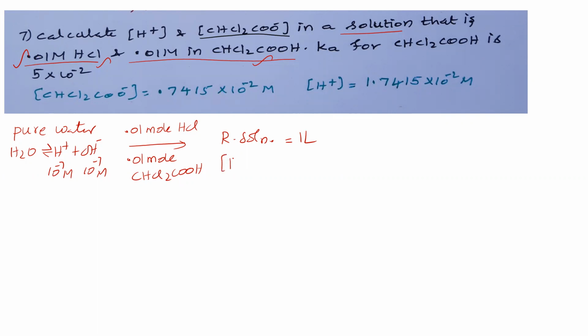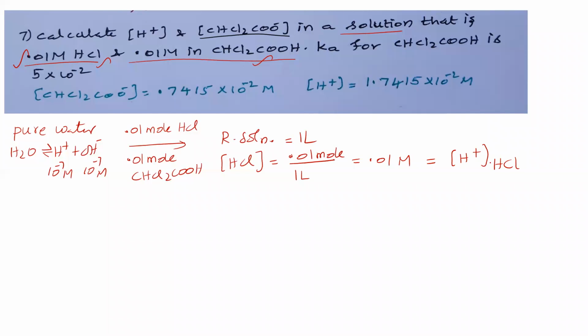Now we'll see the concentration of HCl in the resultant solution. We have added 0.01 mole of HCl and made the volume of the resultant solution 1 liter. Therefore the concentration of HCl is 0.01 molar. HCl is a strong acid, therefore it undergoes complete ionization to give H plus. So the H plus contribution by HCl is 0.01 molar, that means 10 power minus 2 molar.